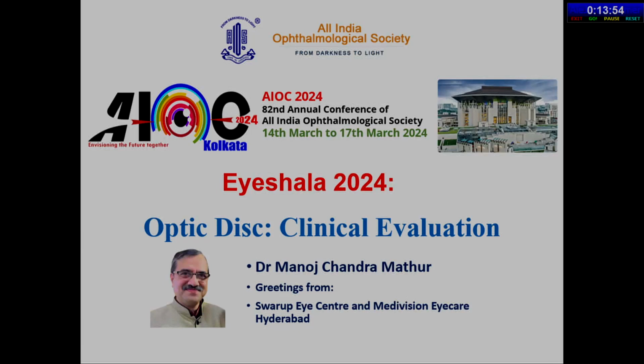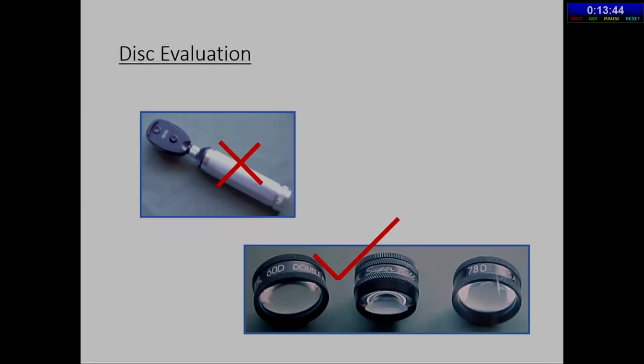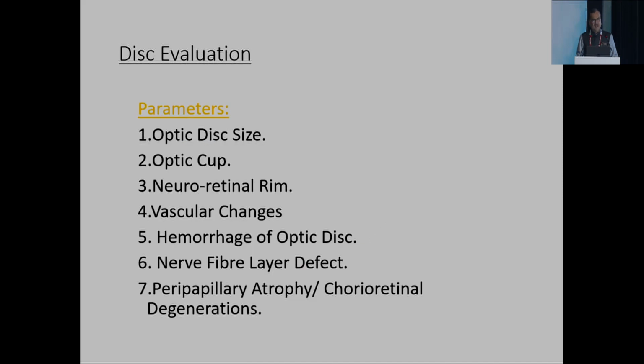The first thing a practitioner looks at when he or she suspects glaucoma is the optic disc. For a proper disc evaluation, direct ophthalmoscopy is no longer in vogue. You need a stereoscopic evaluation with one of these lenses, 60, 78, or 90D lens. What are the basic parameters you need to look out for?